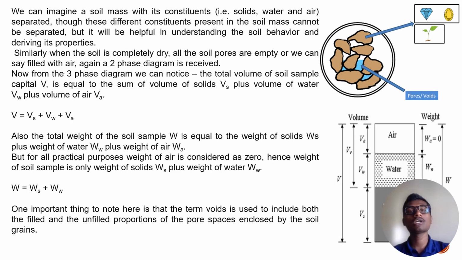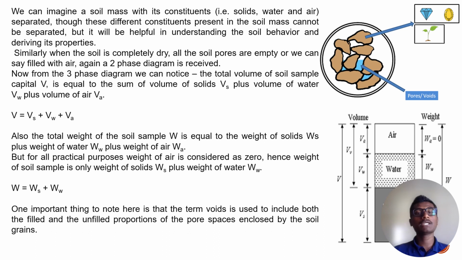We can imagine a soil mass which consists of soil solids, water and air. These different constituents present in a soil mass cannot be separated, but imagining them will be helpful in understanding the soil behavior and deriving the properties. Similarly, when the soil is completely dry, or the voids are filled with air, again a two-phase diagram will result.